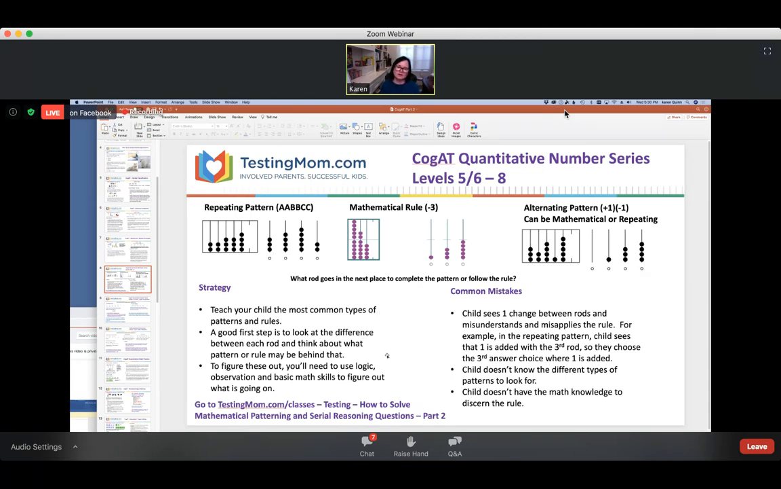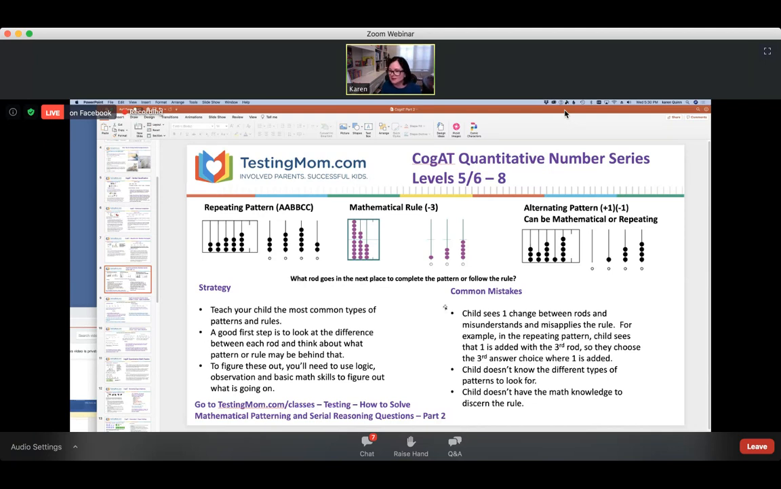So, teach your child when they're trying to figure this out, first know the different rules, and practice a lot so you'll get used to what the different rules are. The first thing to do usually is look at the differences between each rod and think about whether it's a pattern or if it's mathematical or what's going on. And you might have to use a combination of math skills and logic to figure these out.